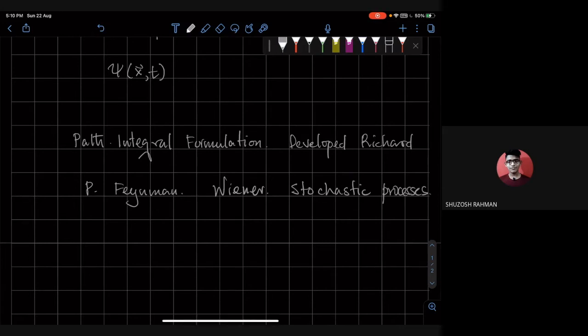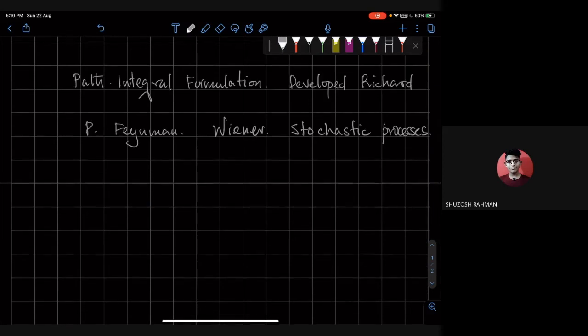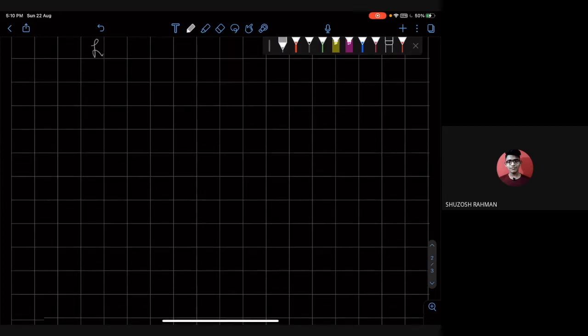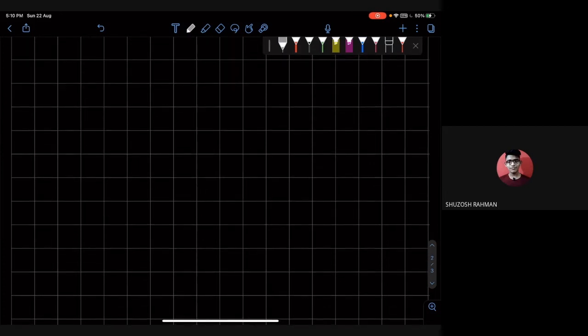So in the path integral formulation, we need to understand what the Lagrangian is. To really appreciate the path integral formulation, we need to understand the Lagrangian formulation of classical mechanics. Okay? And that is what we are going to be discussing today.